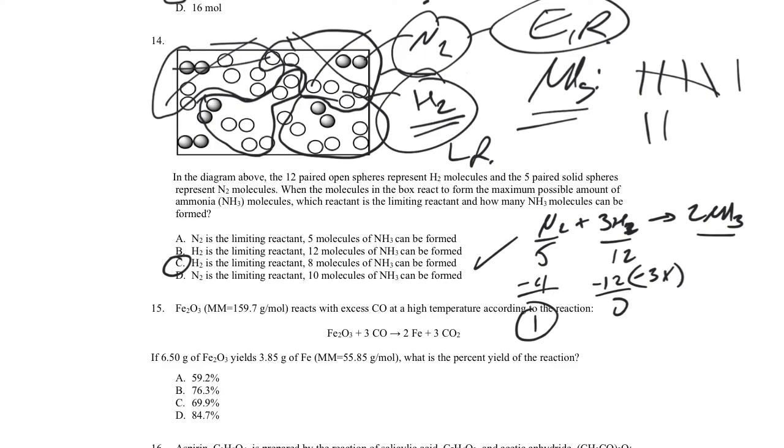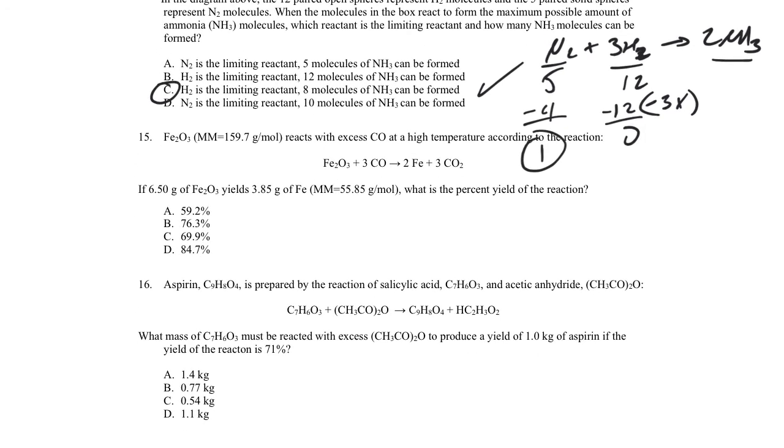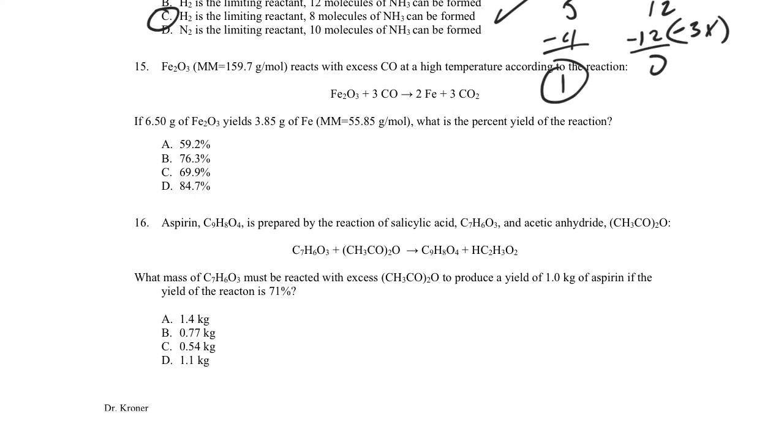Key is do it some way that's correct, get the right answer, and move on. Iron oxide reacts with CO at high temperatures according to the reaction. If 6.5 grams of iron oxide yields 3.85 grams of iron, what is the percent yield of the reaction?